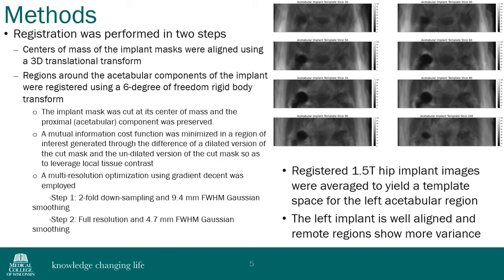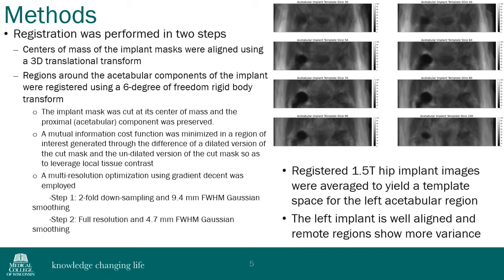To ensure that the acetabular components were aligned, the registration procedure used a mutual information cost function evaluated in a region around only the acetabular component of the implant. This was achieved by slicing the signal void region of interest at its center of mass and preserving the proximal half of the region of interest. A dilated mask was then generated and the non-dilated mask subtracted from it. In this region of interest, the registration cost function was computed.